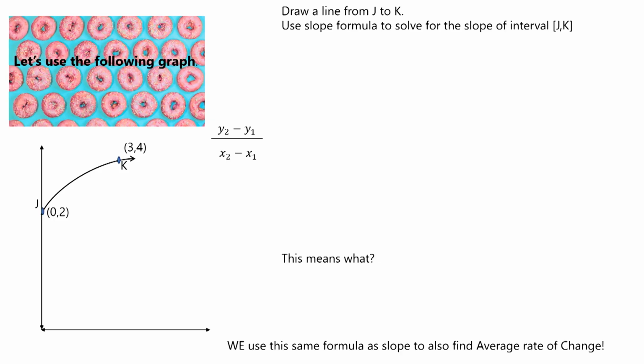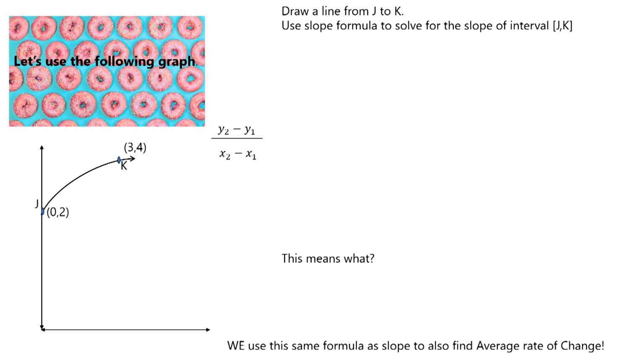Okay, so it says let's use the following graph. Like we've learned in previous lessons, always look at the graph and see the information that we can get. I have a graph where it looks like I start at point J and it goes through point K with a curve. That's something we need to find interesting. And it says draw a line from J to K. So let's go ahead and do that.